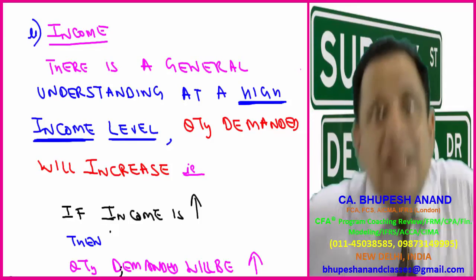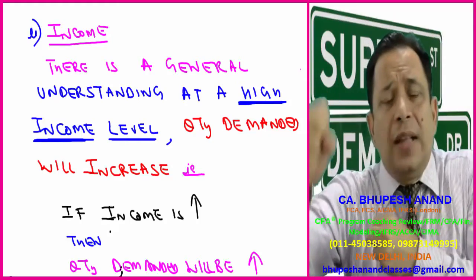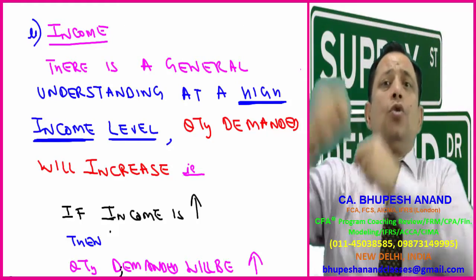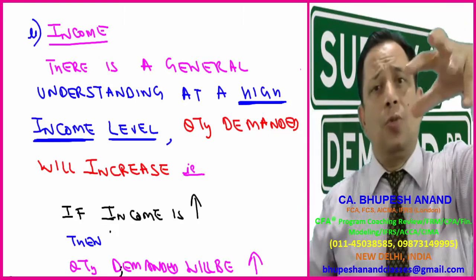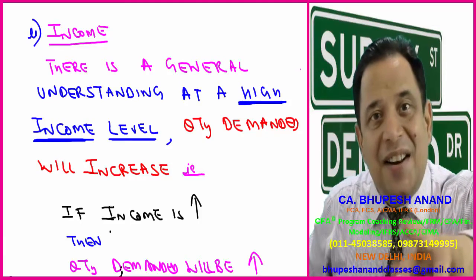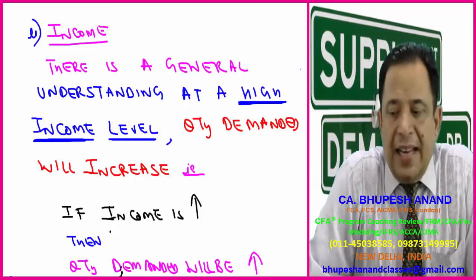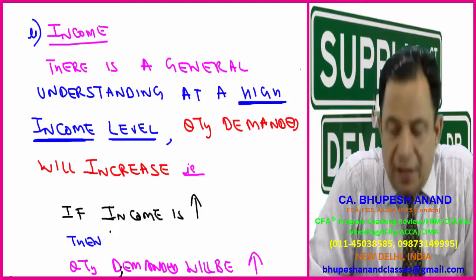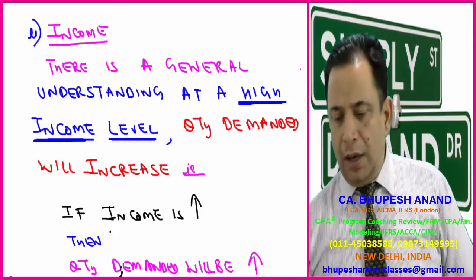Now ask yourself whether it is true that when your income increases, you spend lavishly, and when your income decreases, you spend pessimistically. So income has a direct relationship with demand. So the second point: there is a general understanding that at a high income level, quantity demanded will increase. That is, if income is more, quantity demanded will also increase.